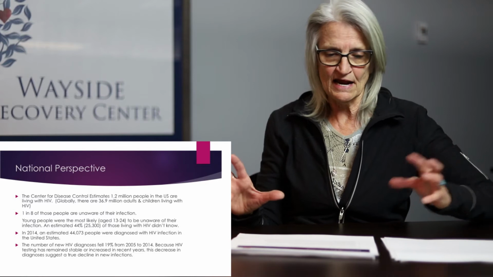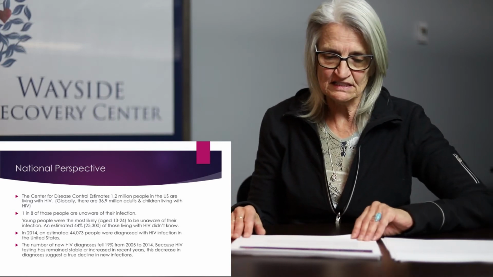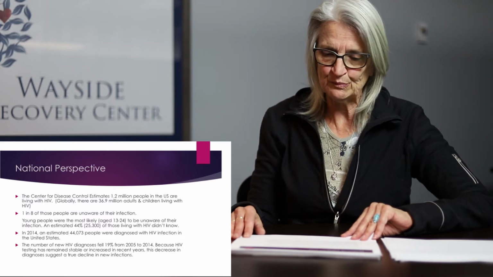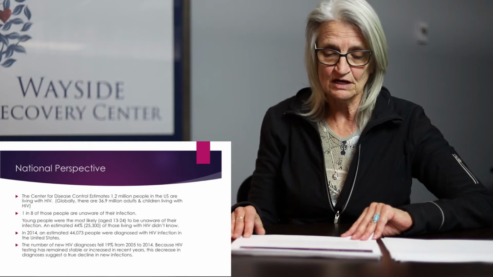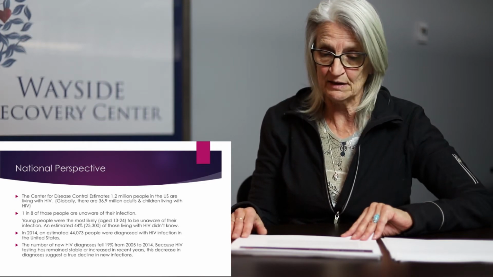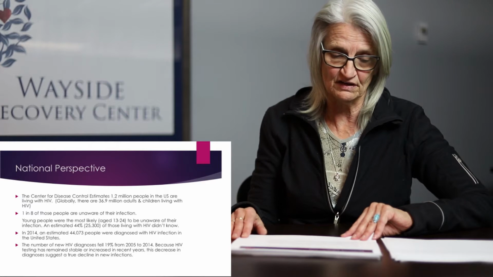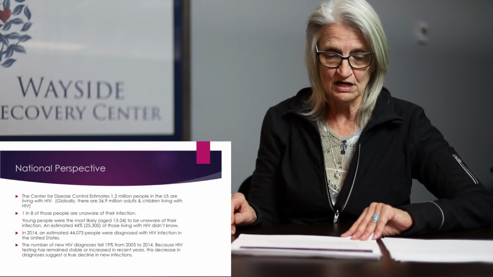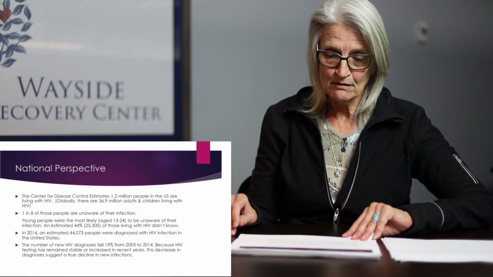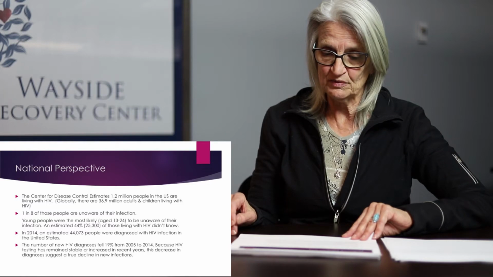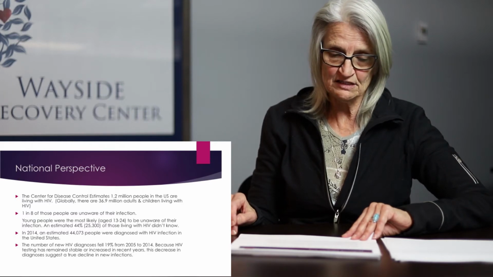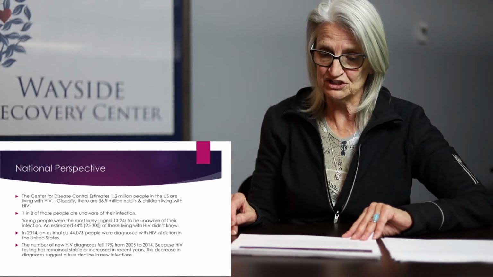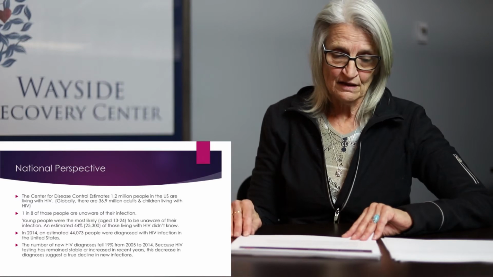Okay, now we're going to talk about a national perspective. The Centers for Disease Control, that's the CDC, estimates 1.2 million people in the U.S. are living with HIV. Globally, it's about 36.9 million adults and children living with HIV. So 1 in 8 of those people are unaware of their infection. Young people, meaning age 13 to 24, are the most likely to be unaware they are infected. An estimated 44%, which is 25,000 some, of those young people living with HIV don't know that they have it.